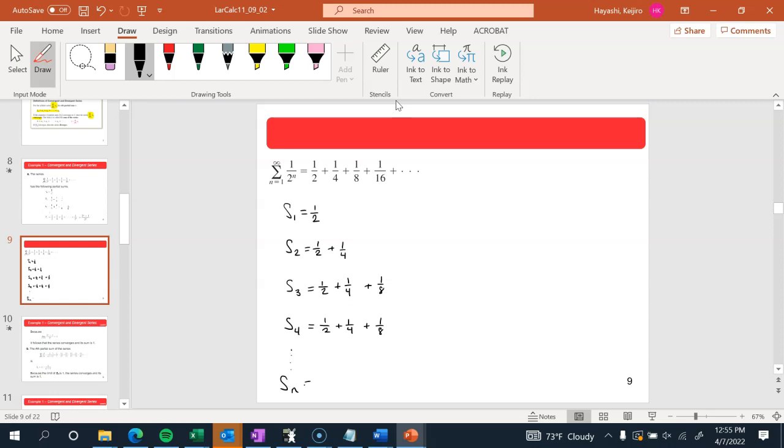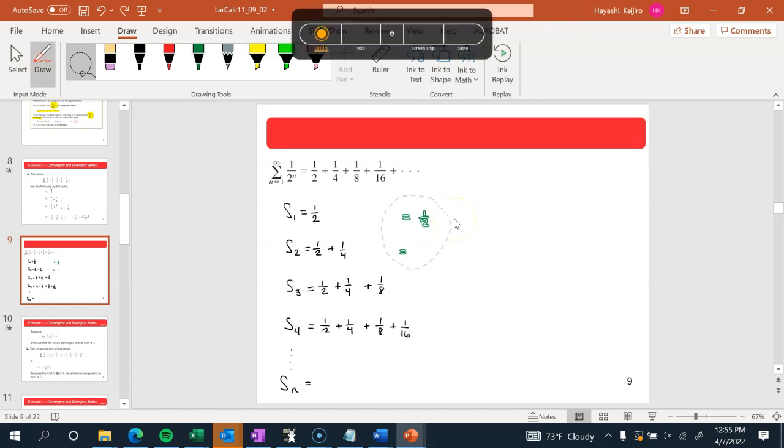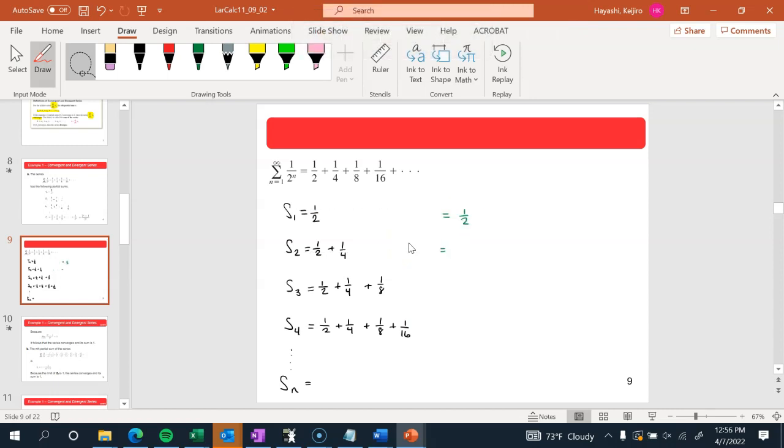And then eventually we'll come across maybe a formula for the nth partial sum. Okay, now the value of these partial sums is 1/2 is 1/2. Half plus, I forgot to put the 1/16 on here. Okay, so 1/2 is just 1/2.